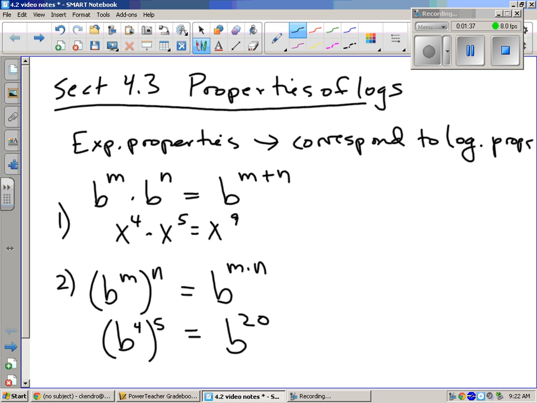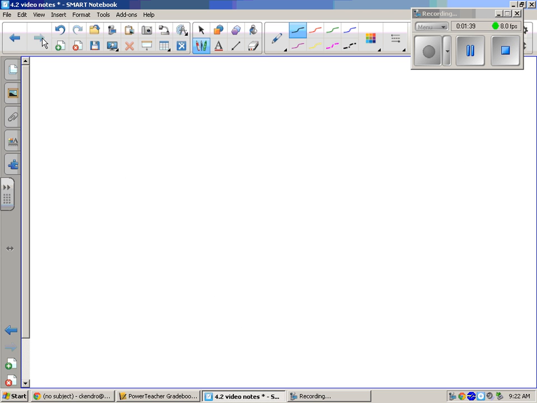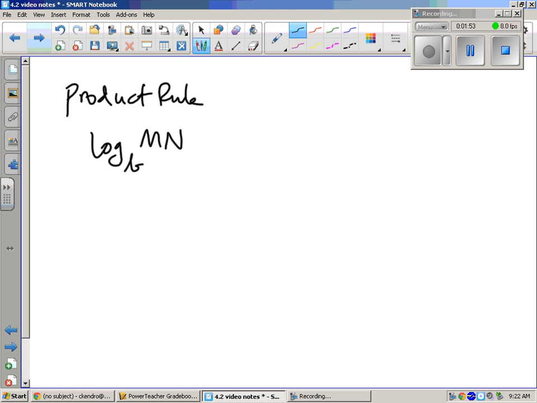Now the log rules are similar. They have what we call the product rule. The product rule says that log of base b of m times n, you can split that into two logs. So we're splitting logs here. Log base b of m plus log base b of n. You notice that the multiplication becomes addition. And that's kind of what happened in the other one. If the base was the same, we added the exponents.